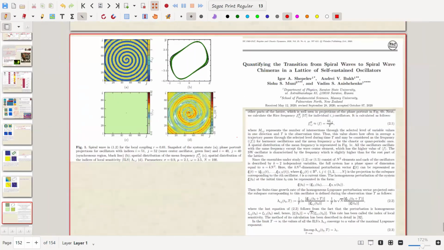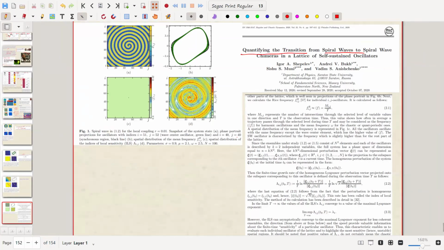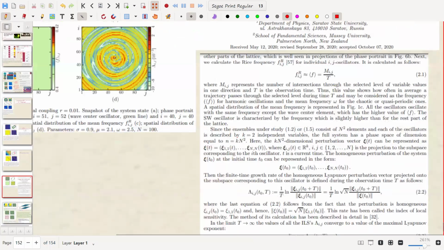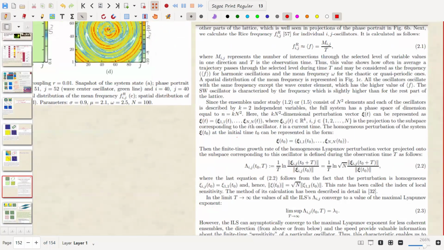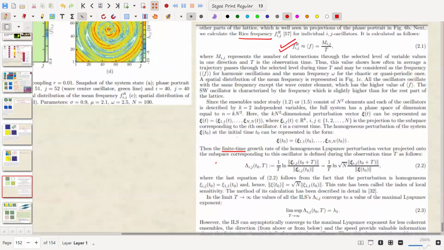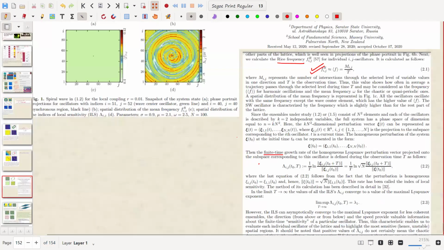More details you can find on how to quantify these transitions from spiral waves to spiral wave chimera. There are a lot of detailed characterizations which we will not go into in this class, as they are technically involved. But just know this is known as a rise frequency, and this is a finite time measure. You can call this the index of local sensitivity.